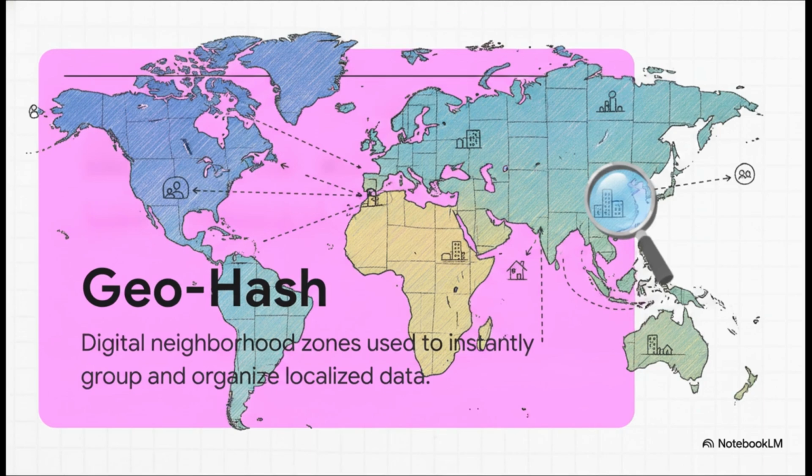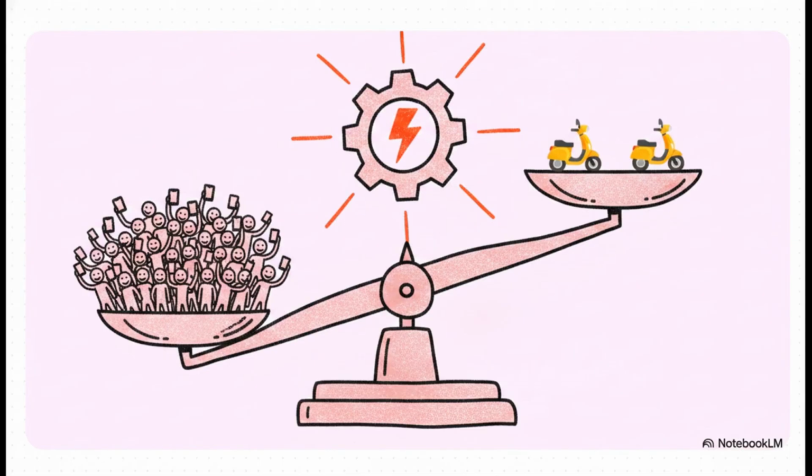Basically, a geohash is a digital neighborhood zone. Instead of looking at an entire sprawling city all at once, which would be overwhelming, the system chops the map up into tiny, manageable grids. That way, those rapid-fire accountants can see exactly what's happening right on your specific block. And that's where we see the crisis at a local level.